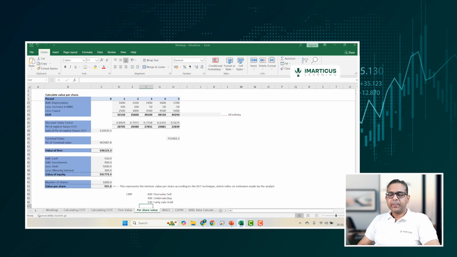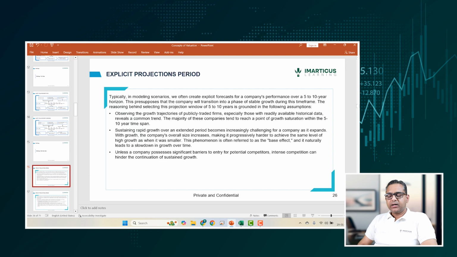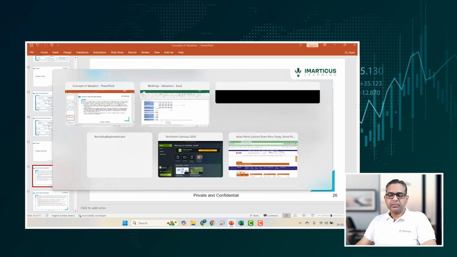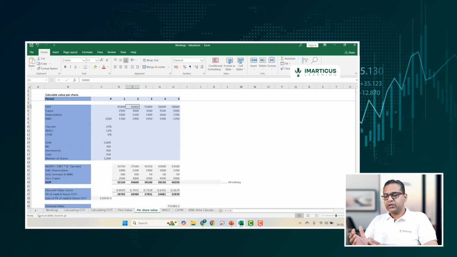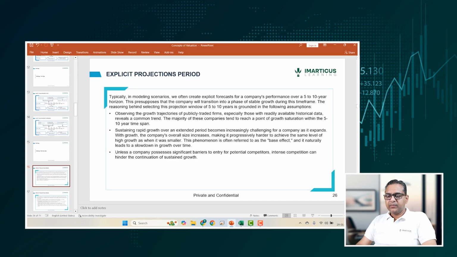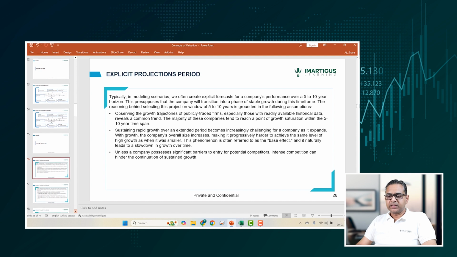Next, let's look at some other important things we need to take care of while doing the DCF valuation. First is explicit projections period. Now, when we are doing the projections, what is the explicit forecast period we should take? Should be 5 years, 3 years, 2 years, 7 years, 10 years. That is also subjective and it is up to the analyst, but there are a few pointers which we can use while deciding the explicit forecast period.